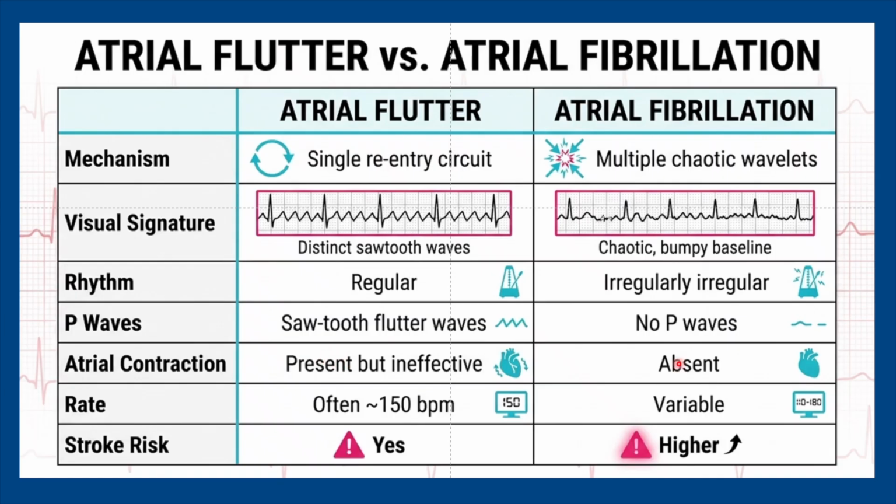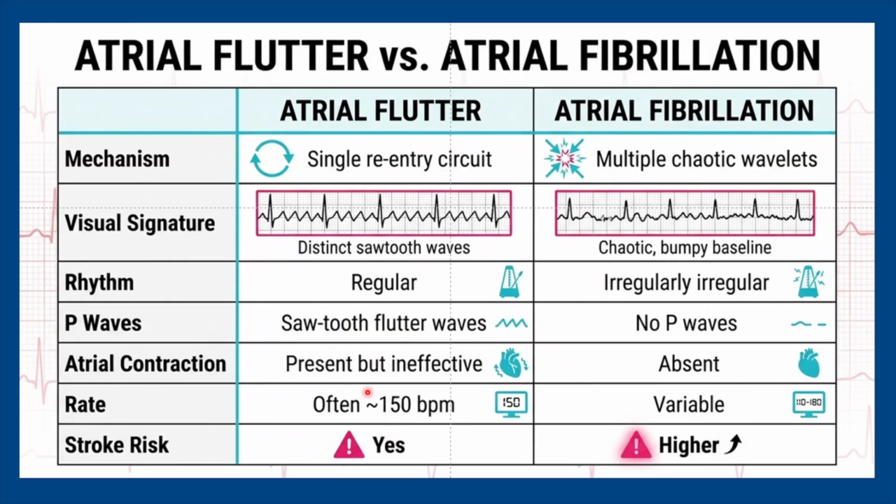Atrial contraction is present but ineffective in flutter, and it is absent in fibrillation, which leads to stagnation of blood inside the atria, and this can lead to thromboembolism. Hence, the risk of stroke is higher in atrial fibrillation. Still, there is risk of stroke in atrial flutter.